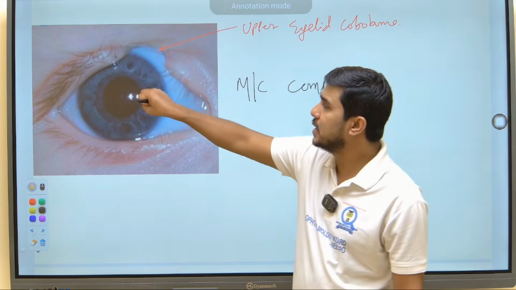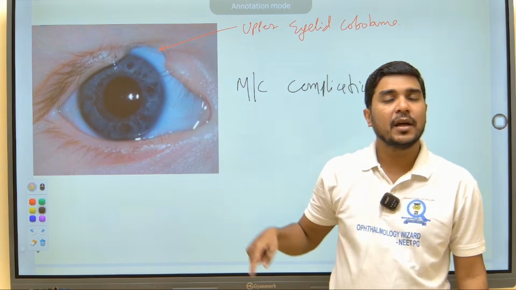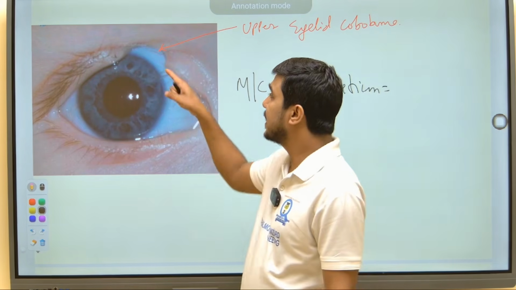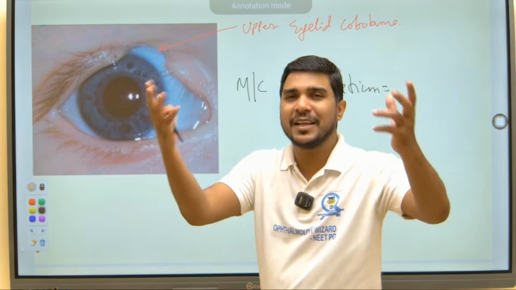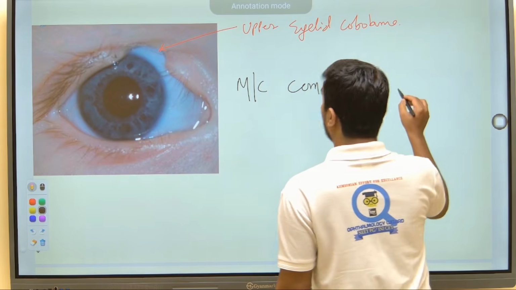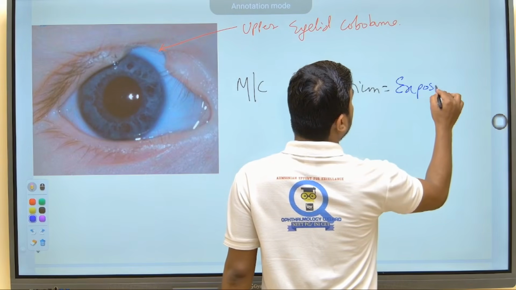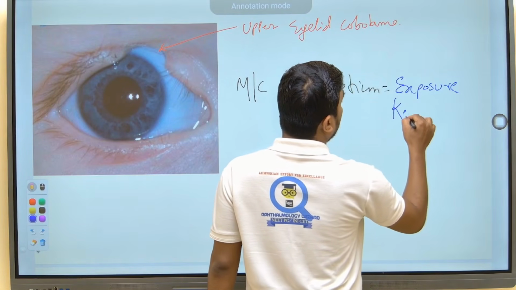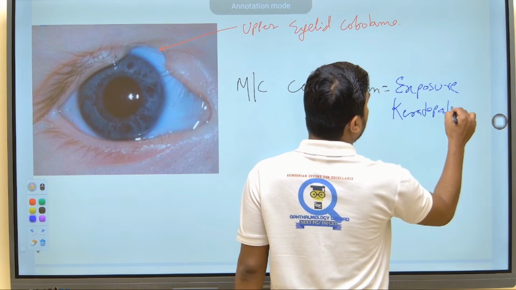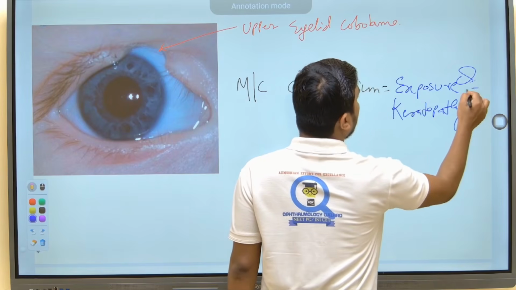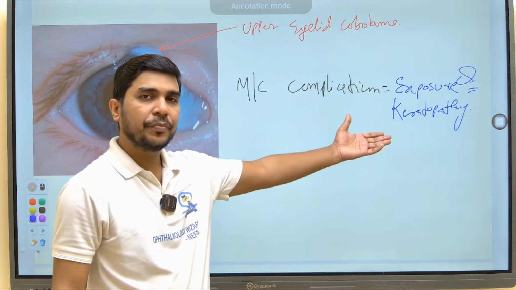Suppose this patient closes his eyes, but this area will remain exposed, and since this area remains exposed, the cornea remains exposed, it can cause what? Exposure keratopathy. So this is an important MCQ that has been asked in the examination.